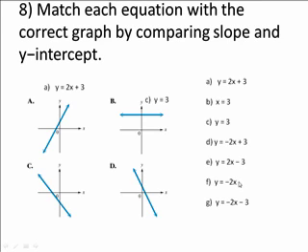And then F has a y-intercept of 0. If the line would have gone through the origin, then F would have been the equation. Anyway, graph G has a negative slope and a negative y-intercept. And then graph D had a negative slope and a positive y-intercept.